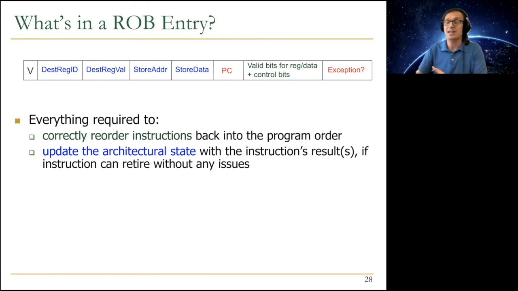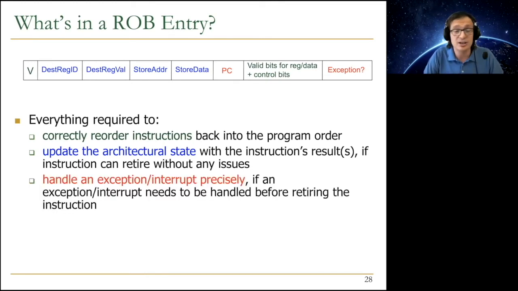The memory address and memory data, you need to have them, and you need to have valid bits associated with them saying that these results are completed, right? Because the reorder buffer entry is allocated, but the instruction may not have been completed at that point in time. And you also need to have everything that's required to handle an exception and interrupt precisely if an exception or interrupt needs to be handled before retiring the instruction, right? And we discussed that, right?